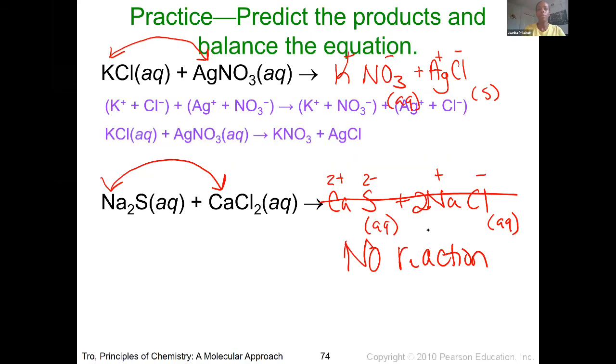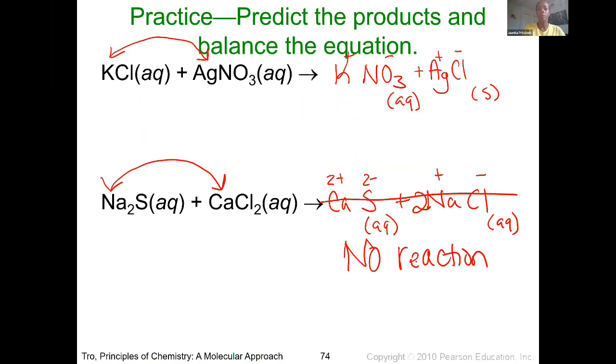Okay. So when you see no product being formed, we say no reaction has occurred. We're going to get into the why that is in a future video, but just remember no product, no solid product or no precipitate formed, you write no reaction. I hope this video helped you understand precipitation reactions.